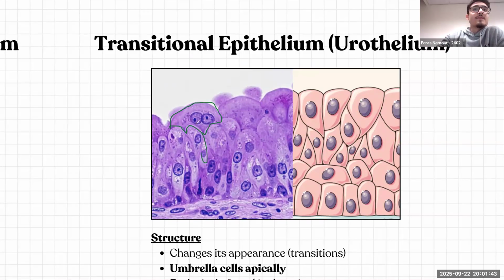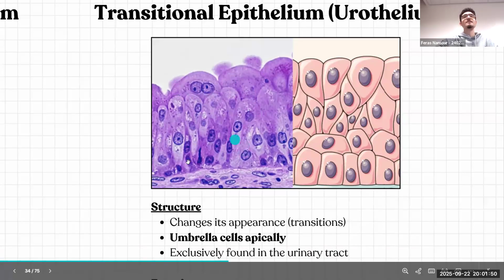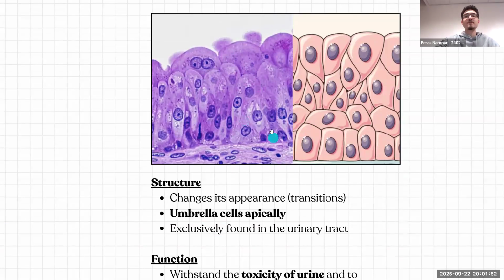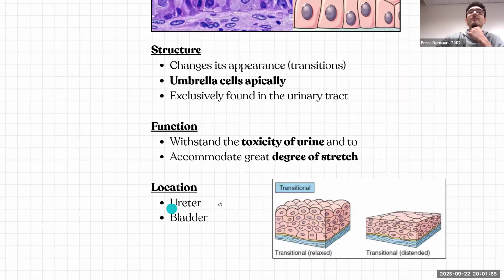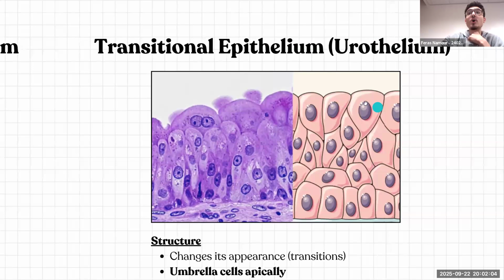Tamam? So we have umbrella cells at the top, and we have different kinds of cells, different shapes of cells all throughout. So we call this transitional epithelium, and it's only found in the urinary tract. So my urethra and my bladder and other parts of the urinary tract. So we can call it urothelium.